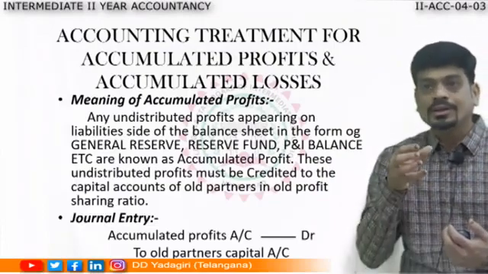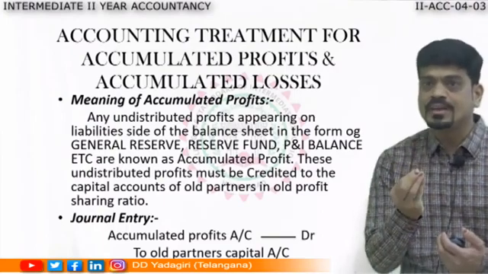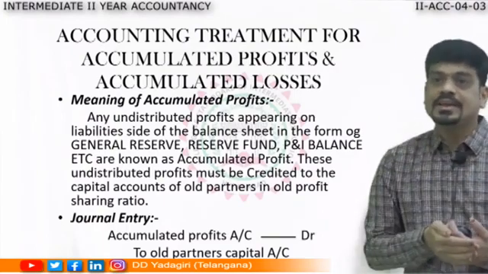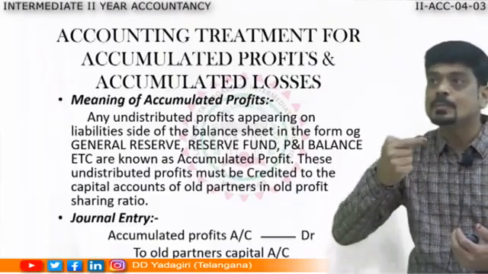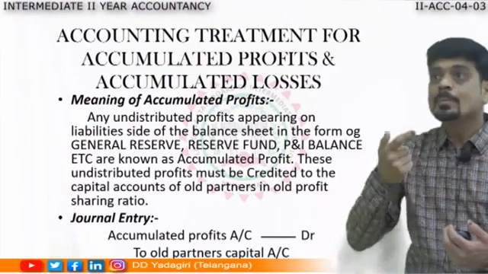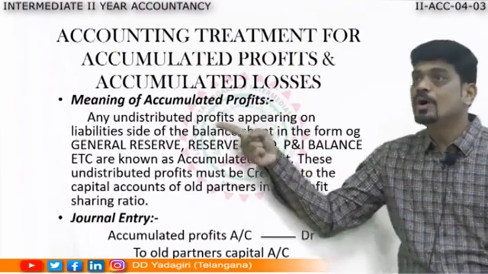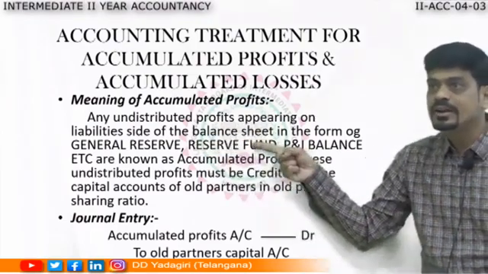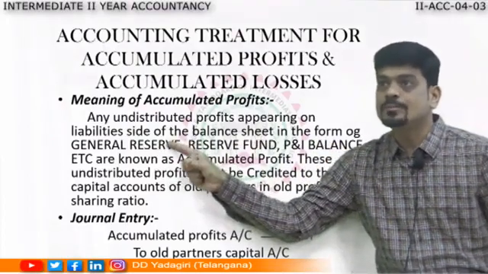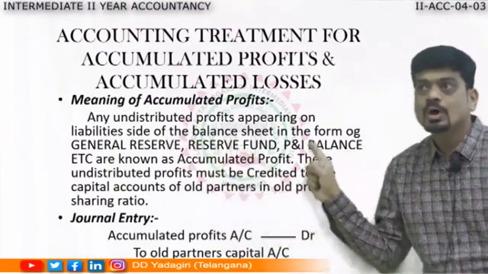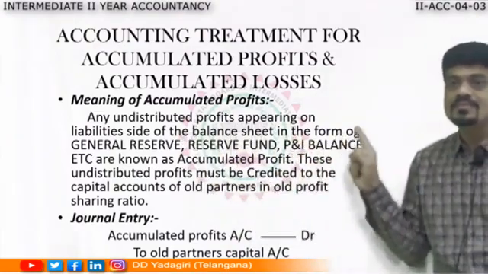every year, whatever profit the partners are earning, some portion of the profit the partners will keep aside, and that amount of profit which is kept aside gets accumulated, means it gets added. And how is that profit kept? That profit is kept in the form of general reserve, reserve fund, or profit and loss balance. Please keep these three words in mind. Whenever you see in the problem general reserve, reserve fund, or profit and loss account, you will tell these are the accumulated profits. And where do they appear?